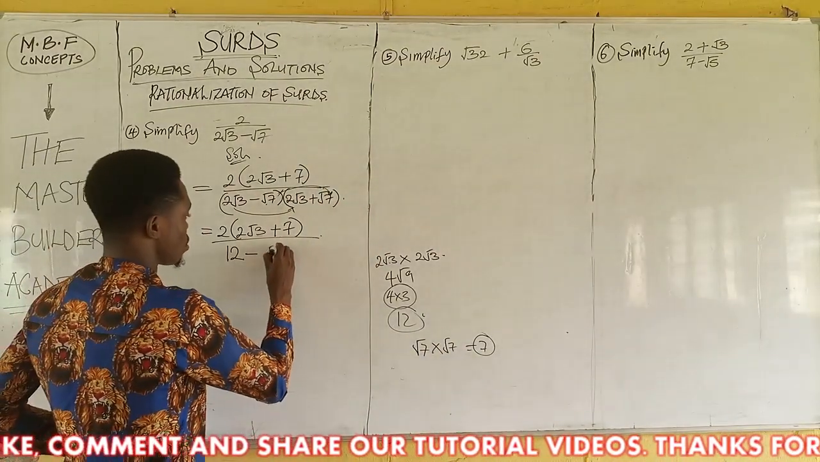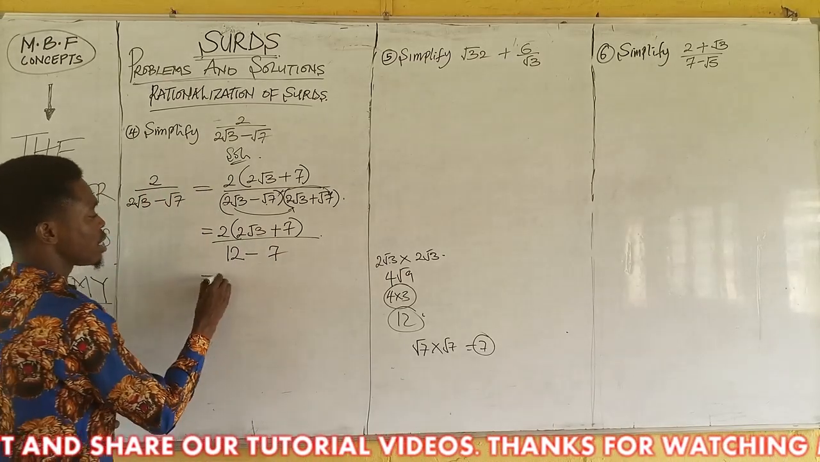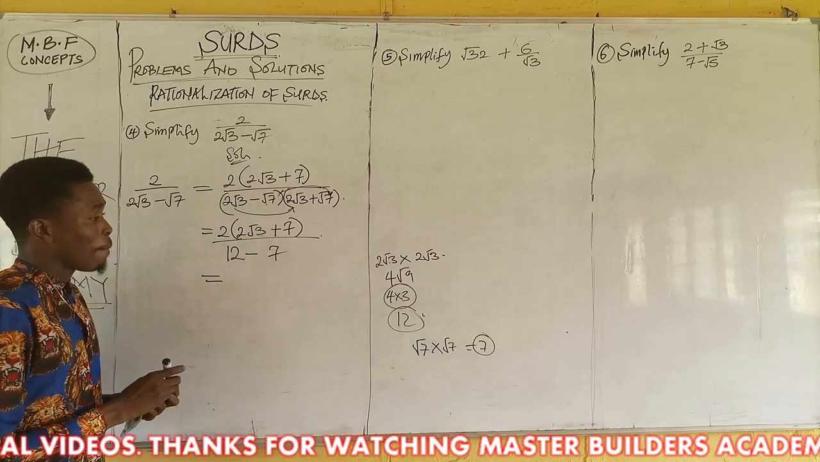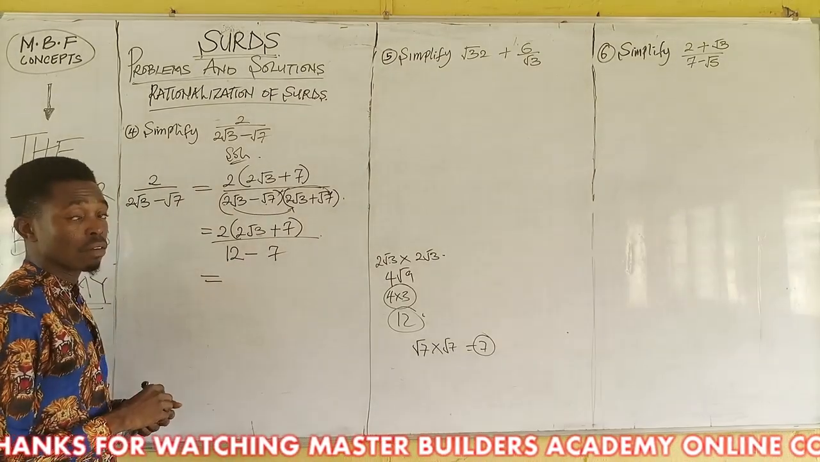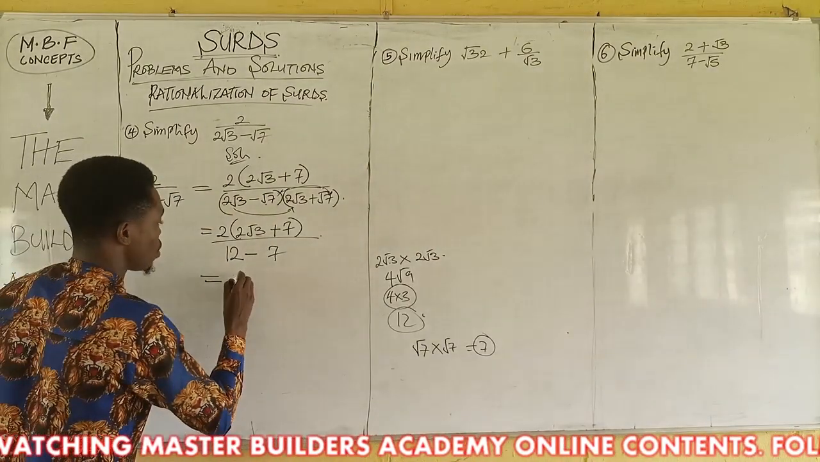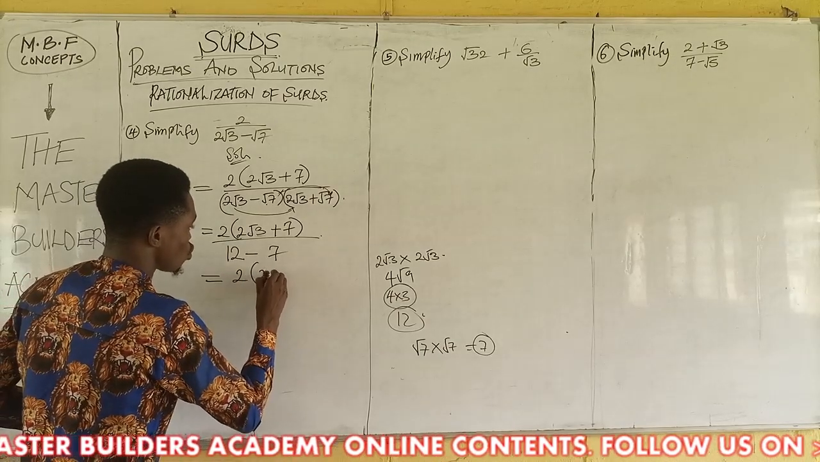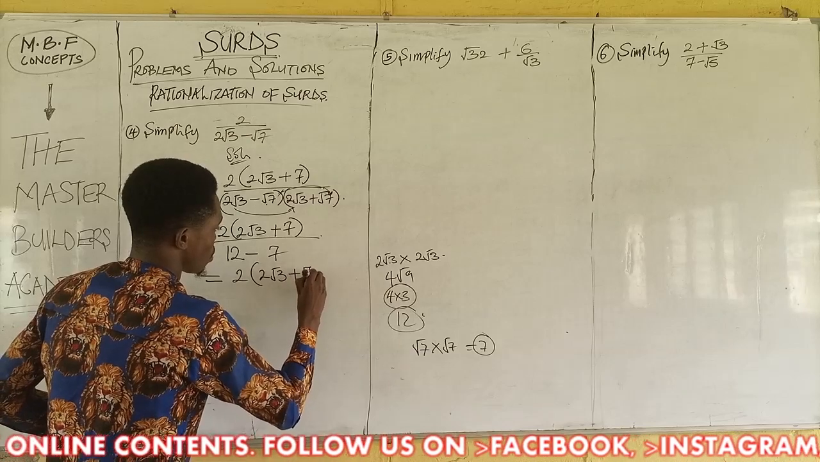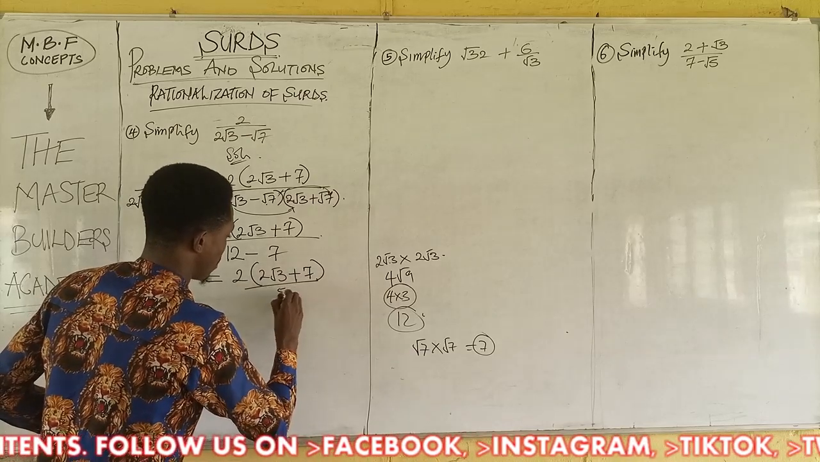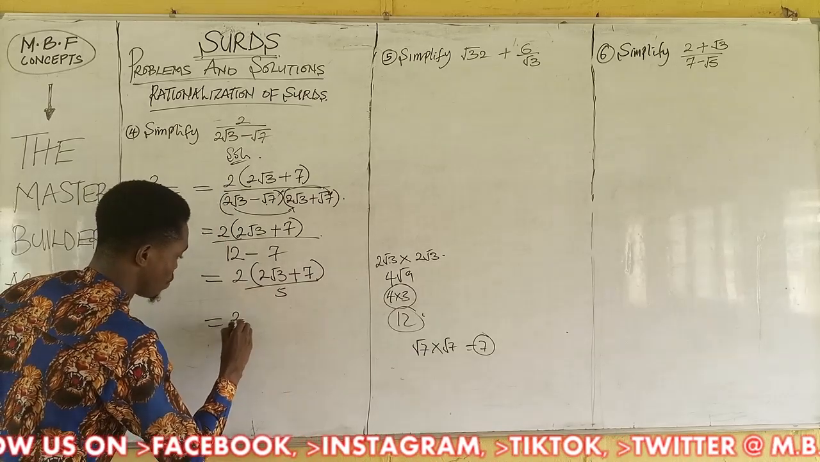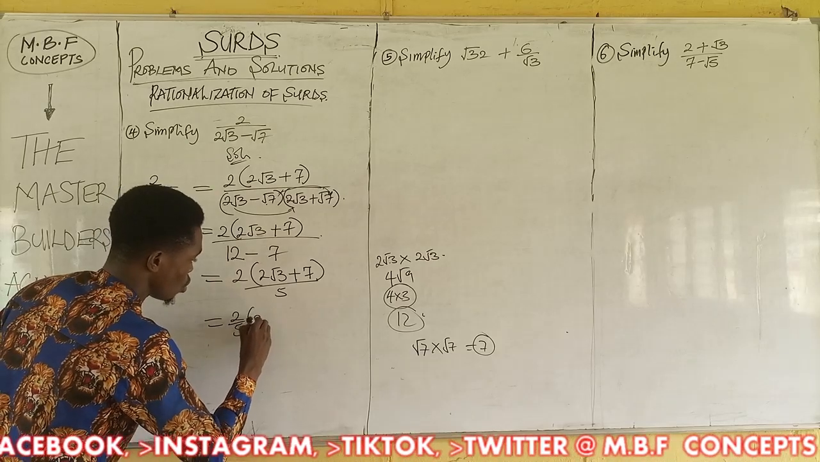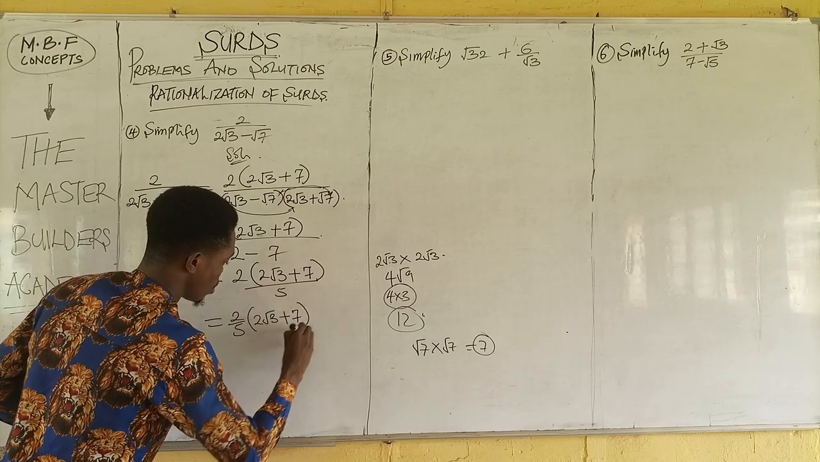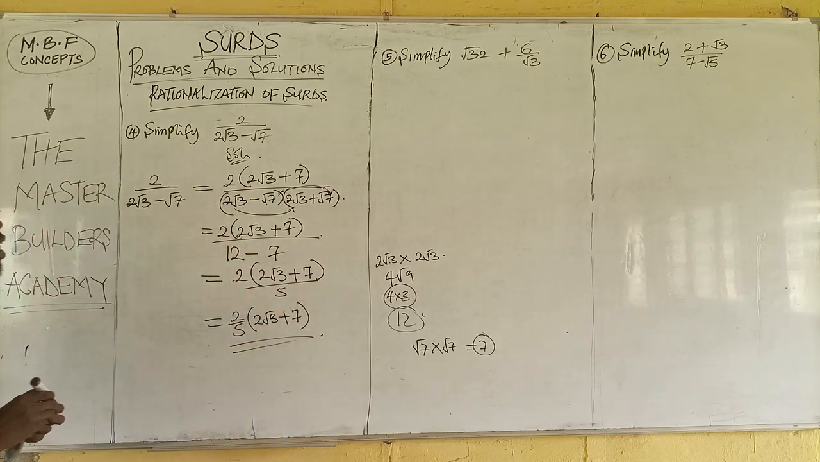So this would have given us 7. It's as simple as this. The next thing we quickly do here is 12 minus 7. Guys, we are going to have 5. So this will give us 2 root 3 plus 7, all over 5. So I can decide to rearrange this as 2 over 5 into 2 root 3 plus 7. I don't need to expand further than this. It's as simple as this.